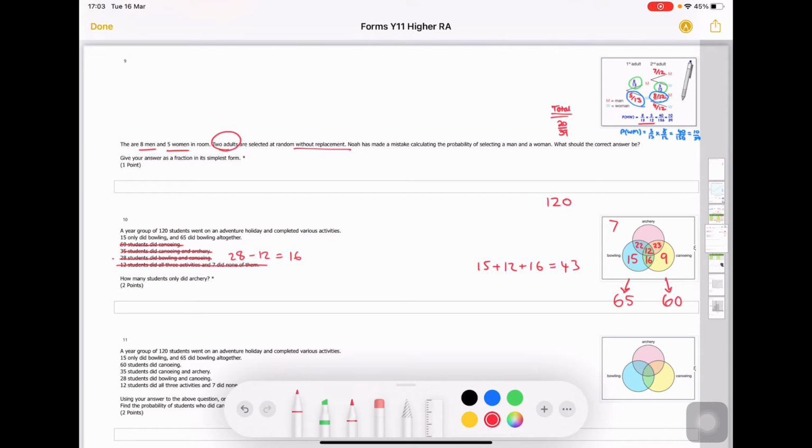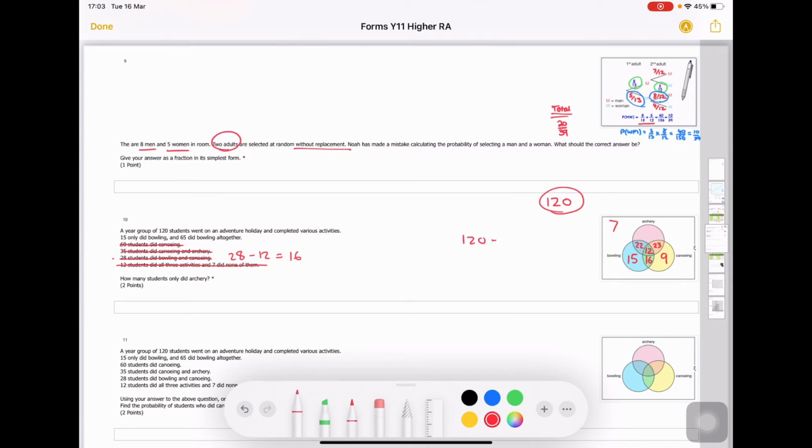Okay, finally we can get the final answer. So let's do some calculation here. We have 120 in total. So 120 take away 65. Take away 60. Okay, that doesn't make sense. 65 did bowling altogether. Okay, no, I've been doing that wrong. Let's just cross this out because it's starting to confuse me.